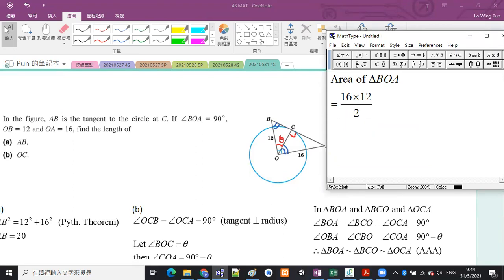But at the same time, if I use AB as the base, then OC will be the height. So it can also be expressed as 20 times OC divided by 2. Can you get my idea? So I expressed the area of triangle BOA in 2 different methods, 2 different formats. But both of them are representing the area of triangle BOA. So these 2 expressions should be equal to each other.